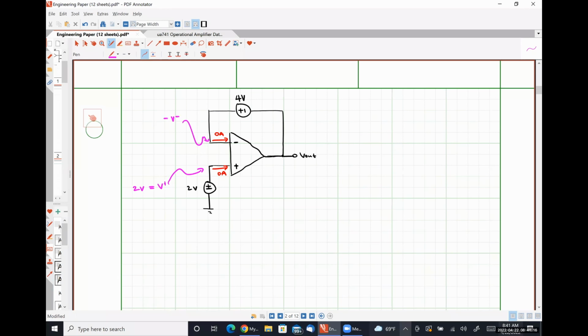Applying op-amp rule number 2, our voltage V minus must be also 2 volts. And so now we're on to step 3, where we're going to apply Kirchhoff's voltage law.